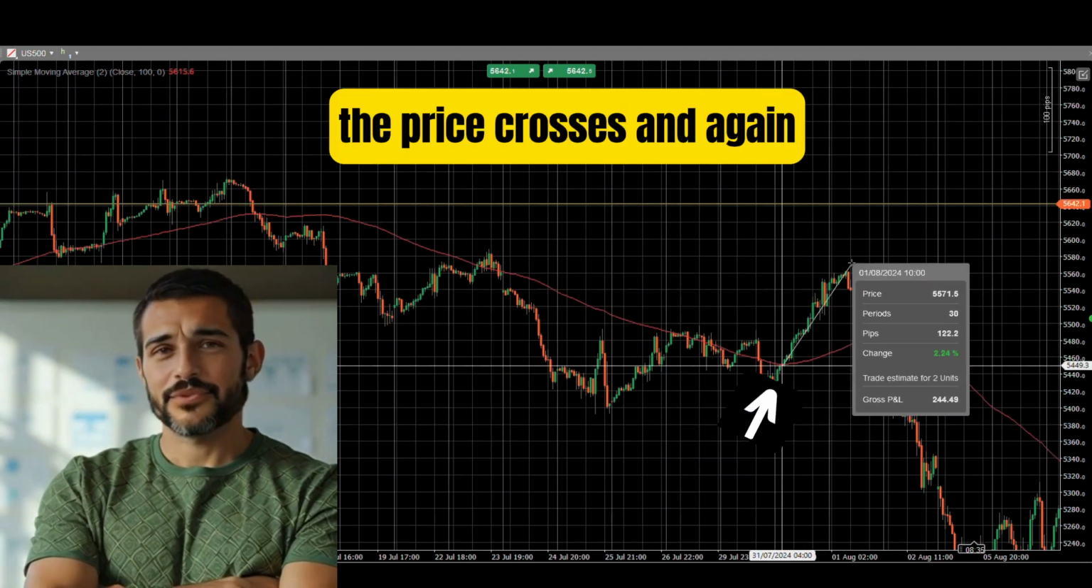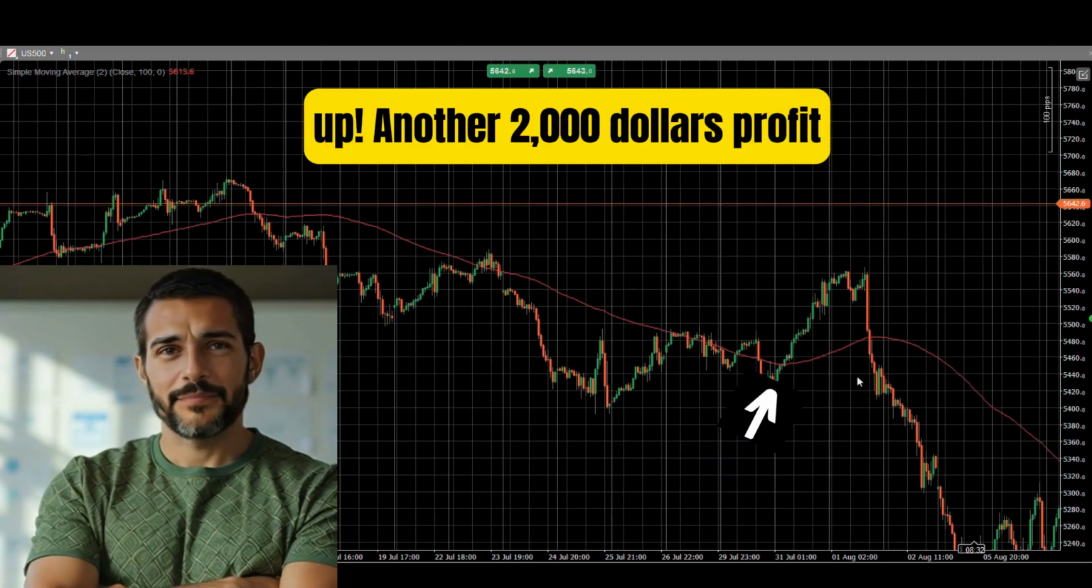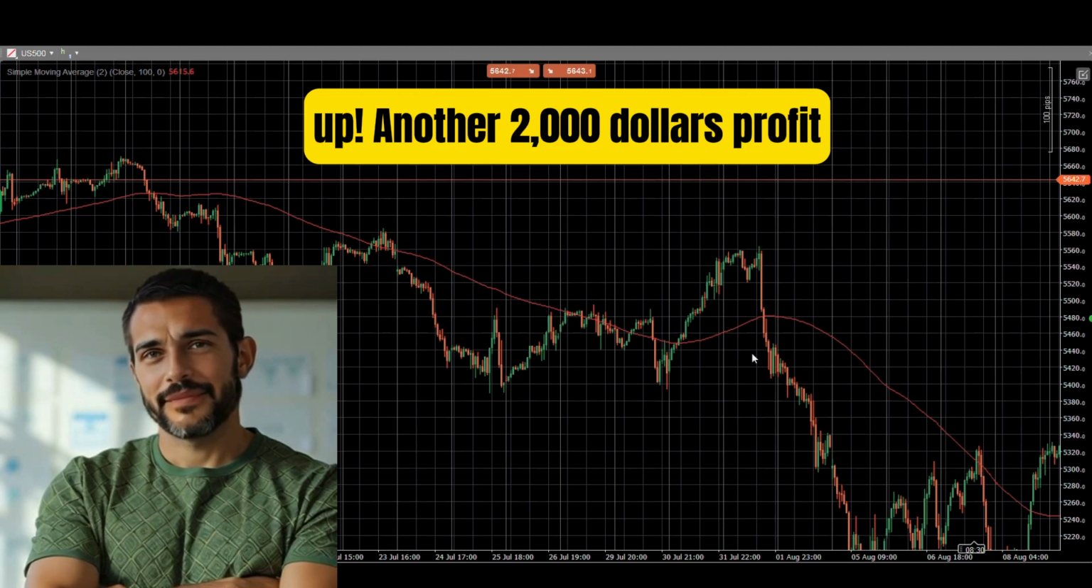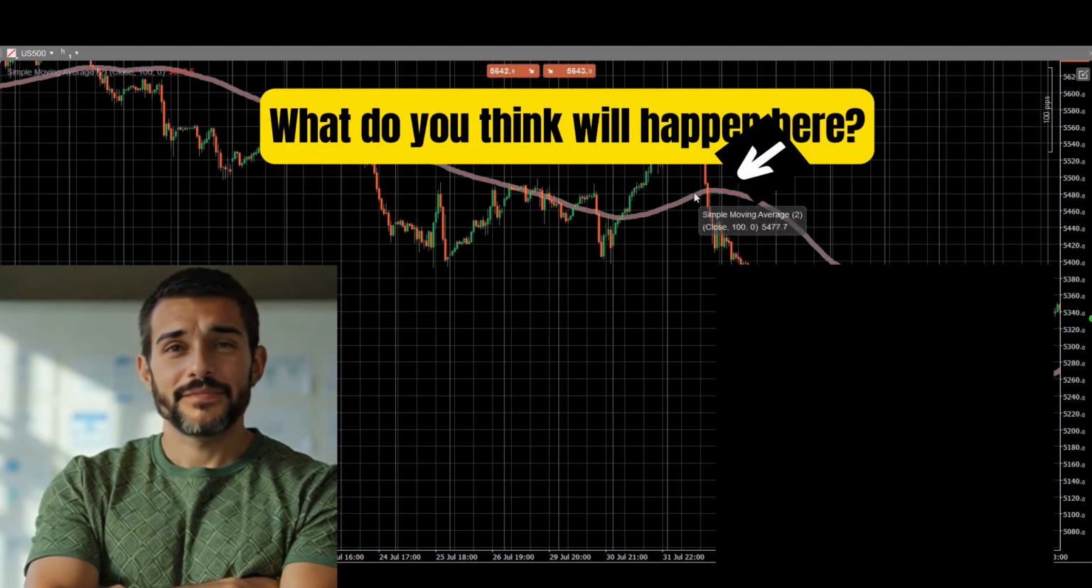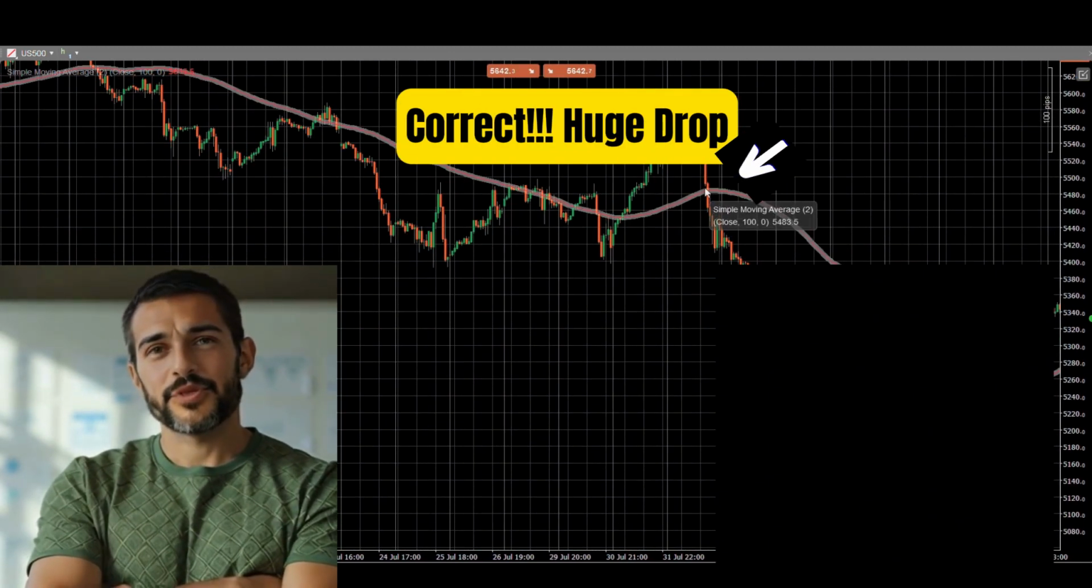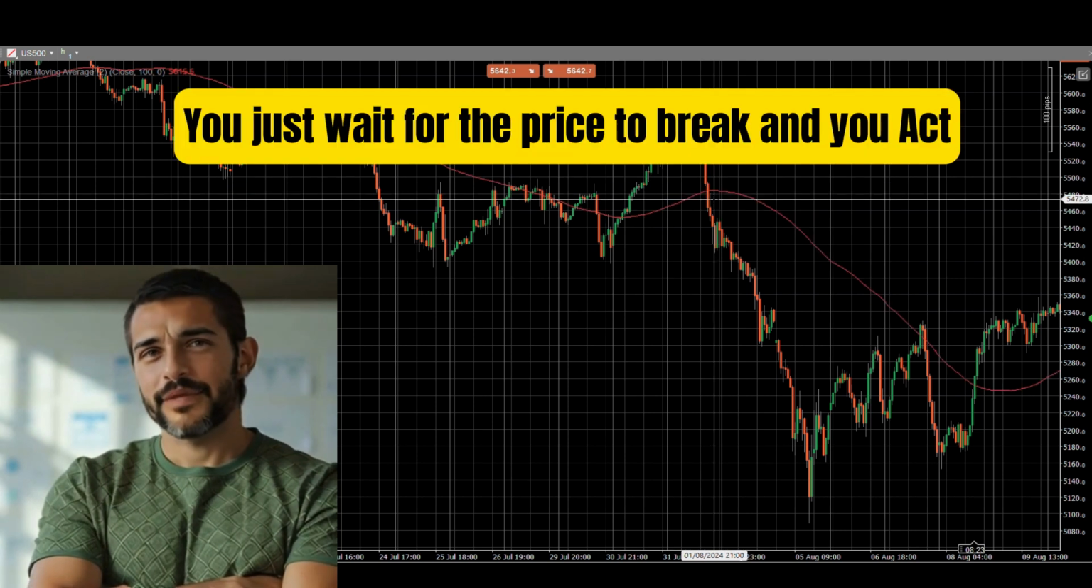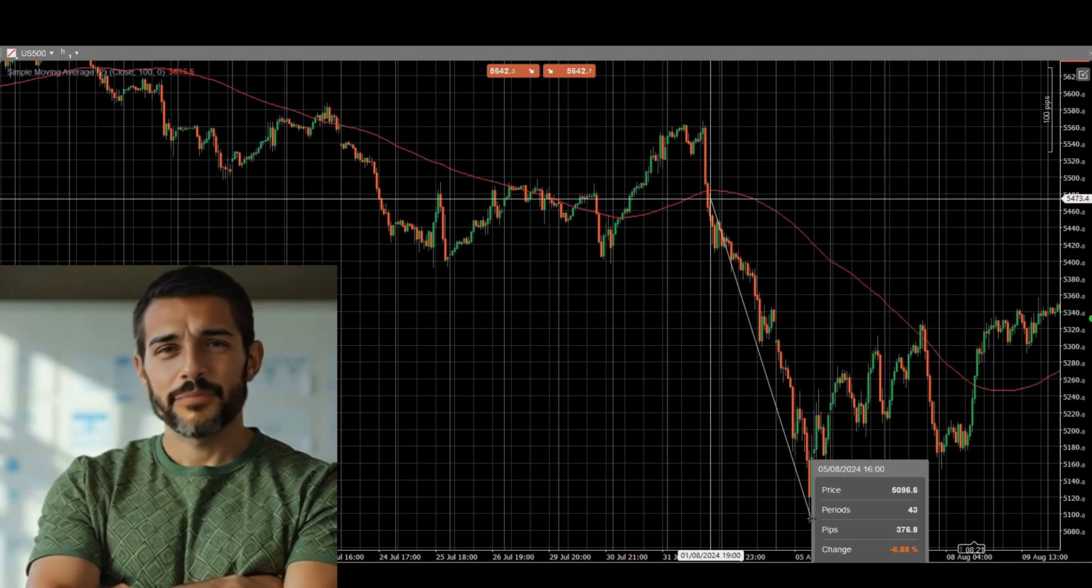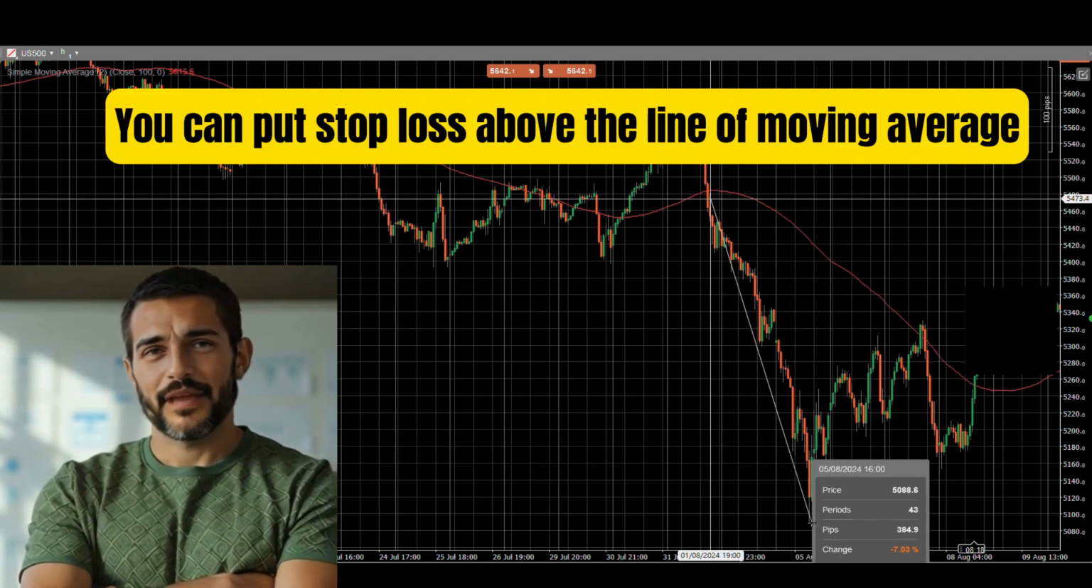Right, here the price crosses, and again, up, another $2,000 profit. What do you think will happen here? Correct, huge drop. So break, drop. You just wait for the price to break and you act. You can put stop loss above the line of moving average.